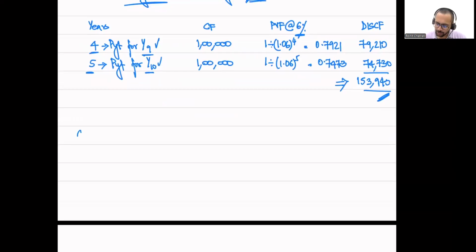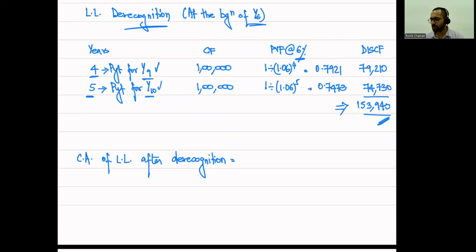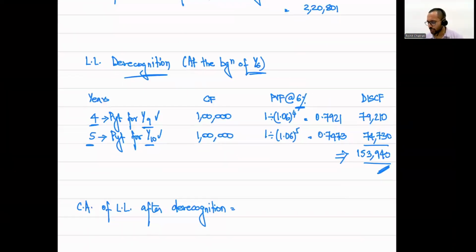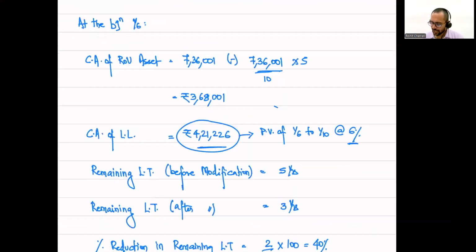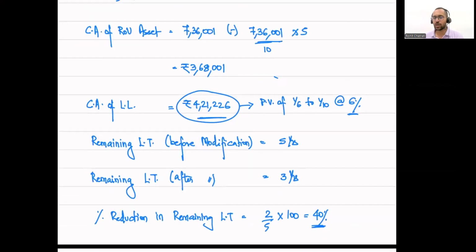Now, the carrying amount of lease liability after derecognition. Remember, we calculated the carrying amount of ROU asset after 40% derecognition. Same way, I'm calculating the carrying amount of the lease liability after derecognition of 153,940. I originally had a value at the end of year 5 of 421,226.